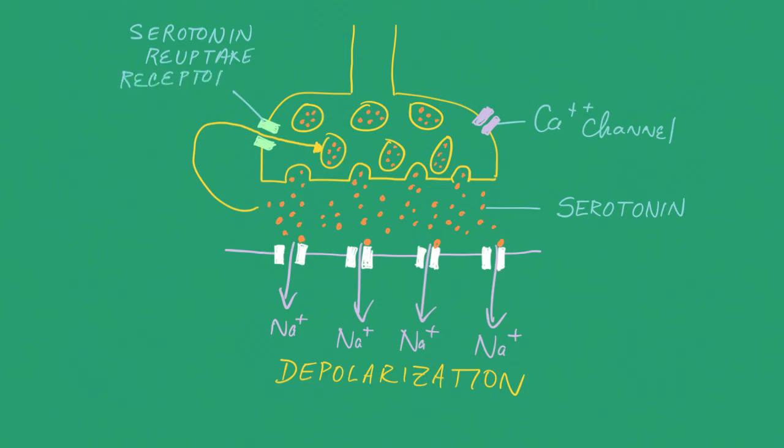cleft. Here comes Prozac. When Prozac is prescribed, it blocks the serotonin reuptake receptors, or not all of them, but some of them. As a result, the levels of serotonin gradually increase and serotonin accumulates in the synaptic cleft. As a result, there is an elevation of mood and feelings of contentment.